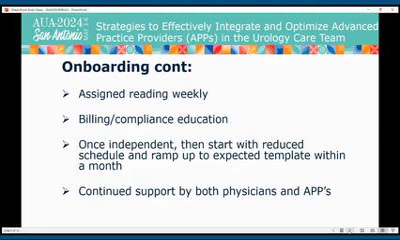Even when they're off orientation, they continue to be supported both by physicians and APPs. So regardless of where they are, there's clearly a large learning curve in urology. So they always know that they have support and backup by somebody on our team.